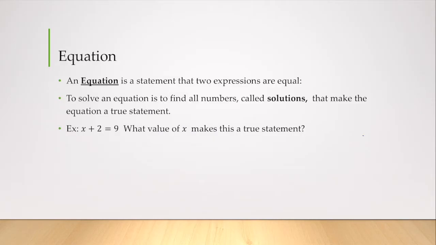An equation is a statement that two expressions are equal. So to solve an equation is to find all numbers, we call those our solutions, that make an equation a true statement. So here I have two expressions, x plus 2 and 9, and when I set them equal to each other, that gives us an equation. And my goal is to figure out, okay, what value of x would make this a true statement? Well, in this case, if x was 7, right? And I'm going to teach you guys a systematic way to solve all of these problems without just having to visualize it.